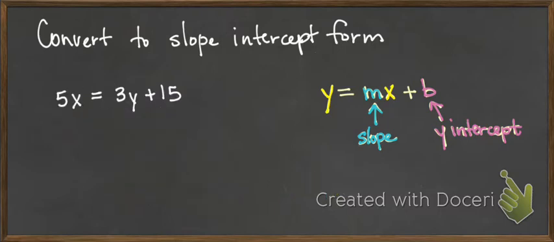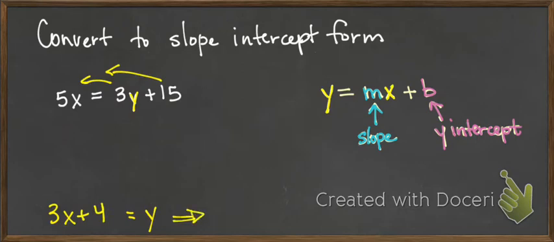Let's try another. Now this one's a little different because the y is on the right side. There's two ways you can do it. You can either move the y over to the left side and the x over here, or you can decide to leave the y on the right side and move the 15 and the 3 over there. And then at the end, if you have something like this, you can always change it. Just switch the sides. This is the same as y equals 3x plus 4. Either way works. You'll get the same answer.